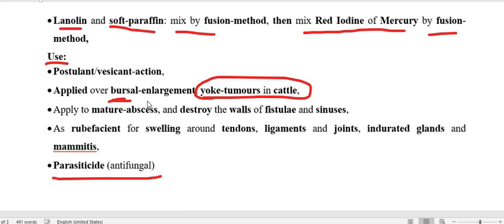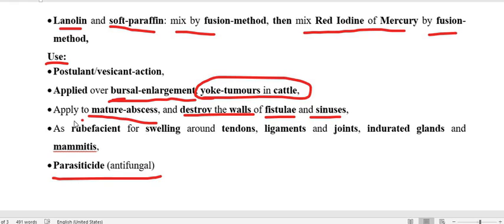Also at the joint region there is swelling, which we call the bursal enlargement, particularly in case of horse. There the inflammation is there, so we are going to apply the counter irritant, that is the red iodide of mercury. We are also going to mature the abscess, because the irritant is going to produce inflammation, and that inflammation is going to help mature the abscess, and once it matures you have to apply surgery. It is also used for destroying the wall of the fistula and the sinuses.